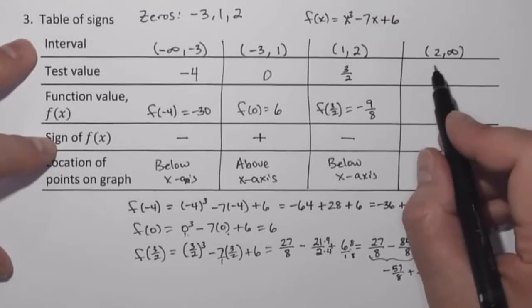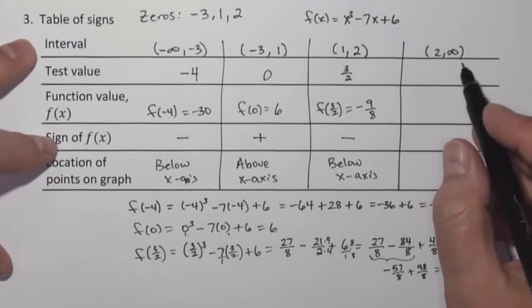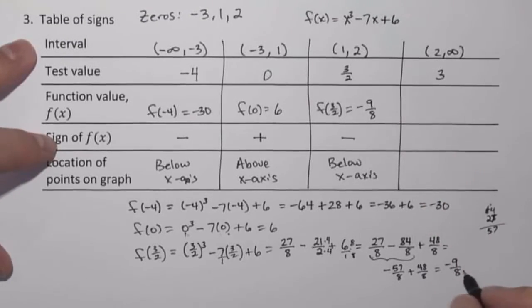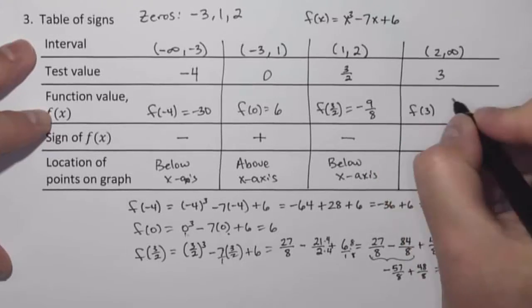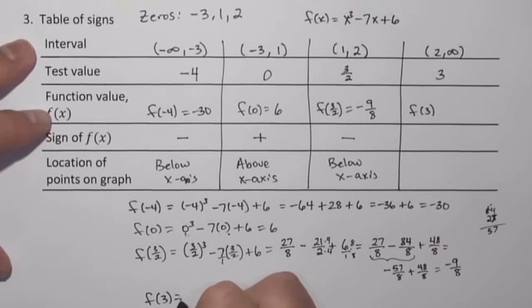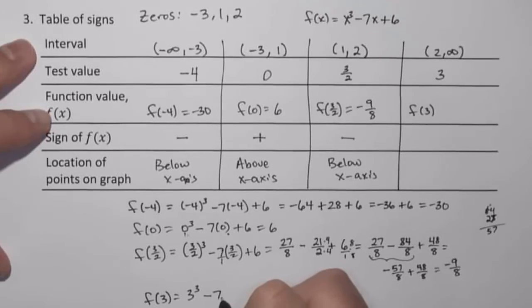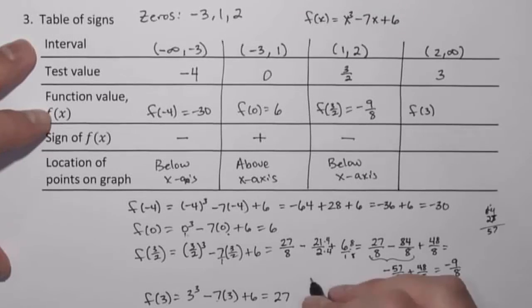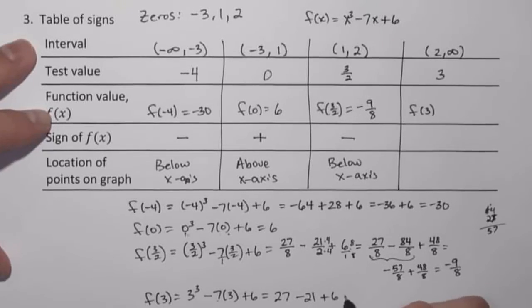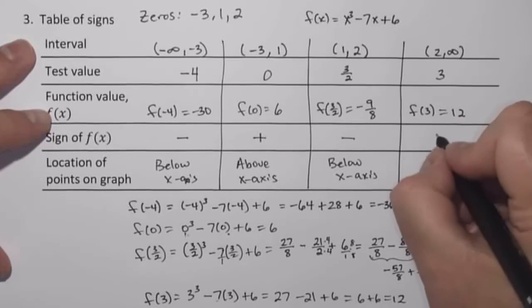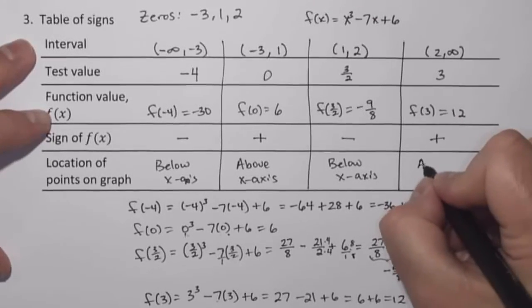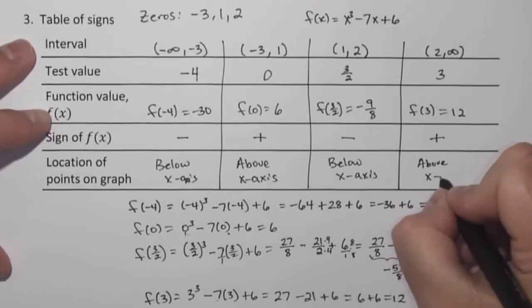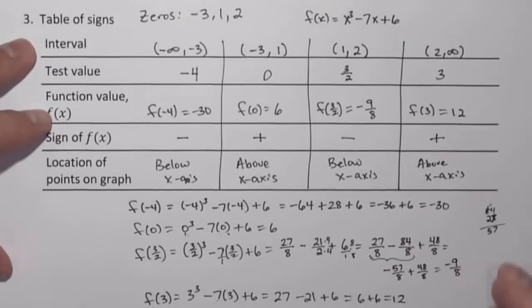Last but not least, we need to find a test value for our interval 2 to infinity. So 3 would be a nice test value. So we're going to find f of 3. F of 3 is going to equal 3 cubed minus 7 times 3 plus 6. 3 cubed is 27. 7 times 3 is 21, so minus 21 plus 6. 27 minus 21 is 6, and 6 plus 6 is 12. So f of 3 is 12, which is positive, so our graph is going to be above the x-axis when we're on the interval from 2 to infinity.